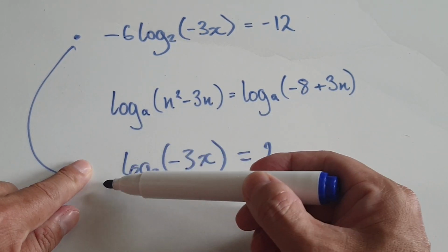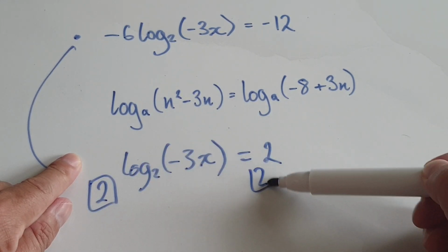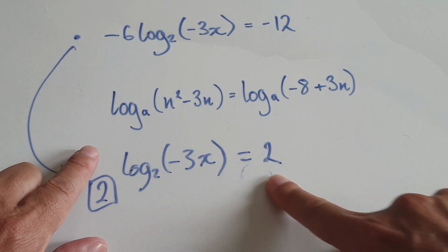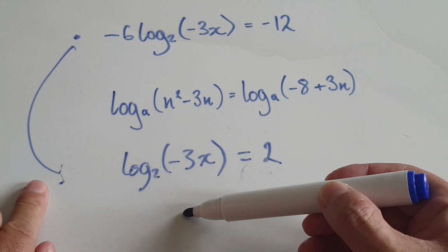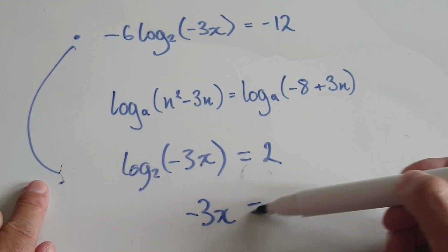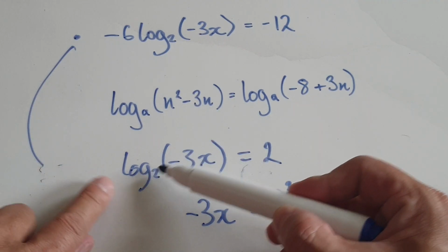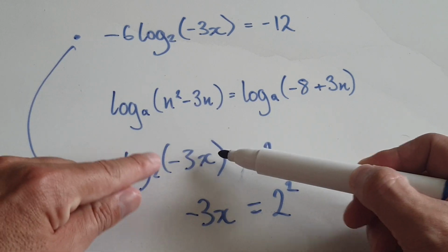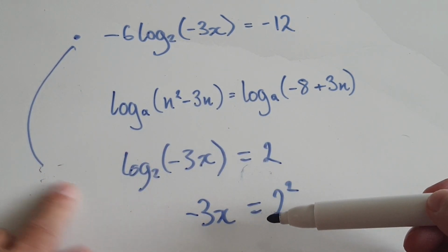So in your mind, picture this: 2 to the power of that thing, and then 2 to the power of this thing here. Don't forget these two cancel each other out. That will then give you negative 3x equals 2 to the power of 2. When you exponentiate both sides with base 2, these two cancel each other out, giving you negative 3x. Anyway, that will then take us to here.